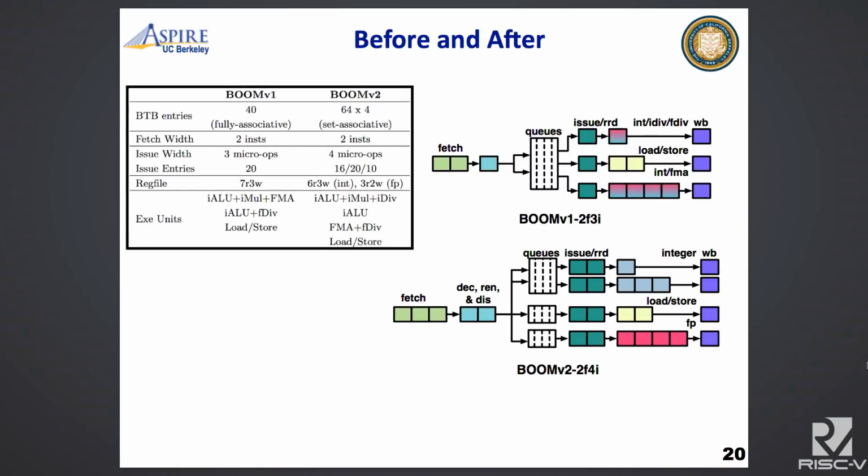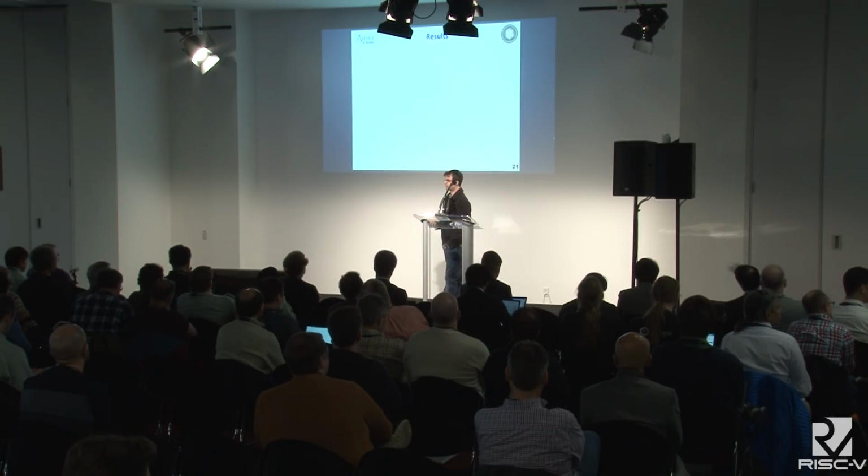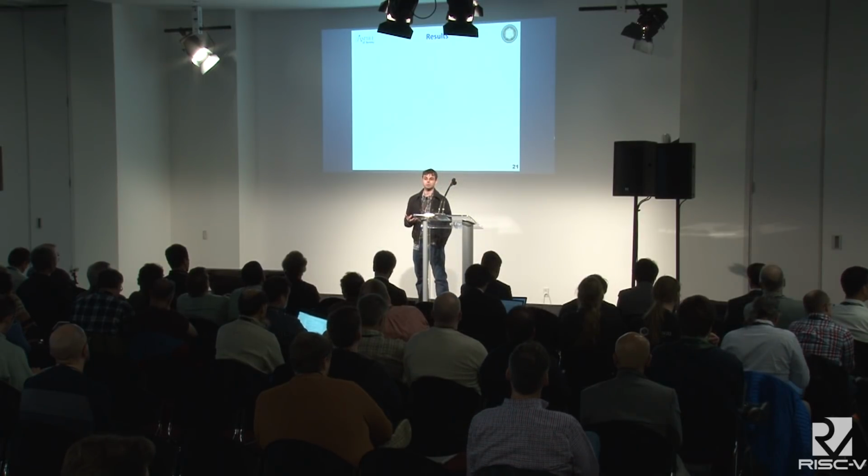So this is our before and after of going from Boom v1 to Boom v2. And this particular version of Boom v2 is what we taped out. OK, so what were the results of this? I'm talking about fixing critical paths and making the BTB bigger. So how did the performance change?